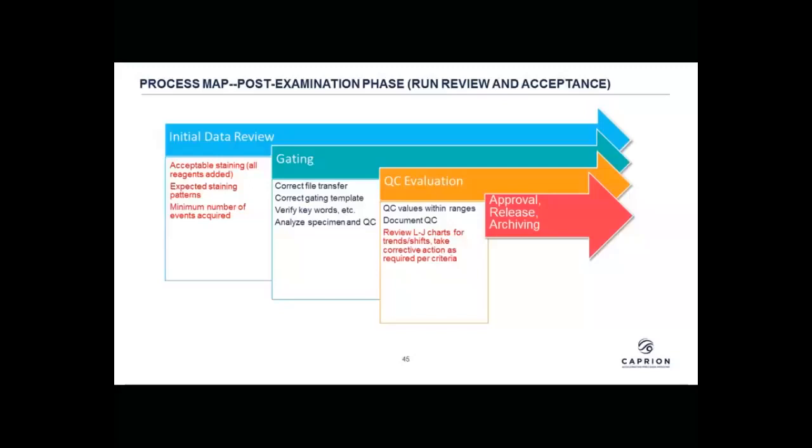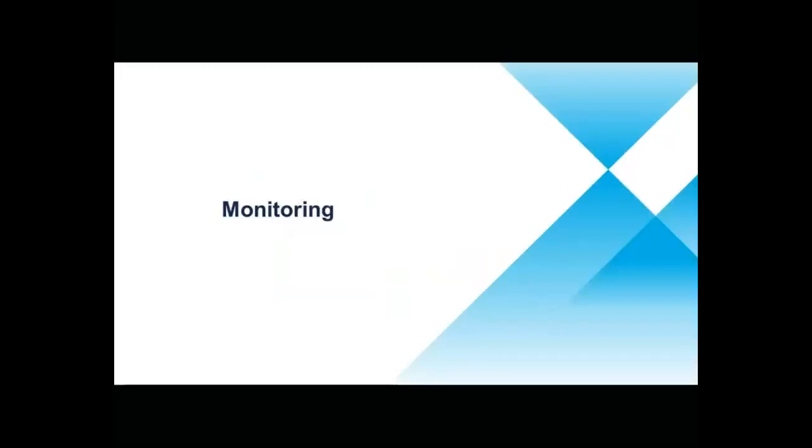The QC evaluation, we will look at the QCs. Are they within range? And we will monitor QC performance, and typically that's done in a Levy-Jennings chart. So then if all that goes well, we can approve, release the data, and then do the appropriate archiving and documentation. So now let's talk about monitoring.